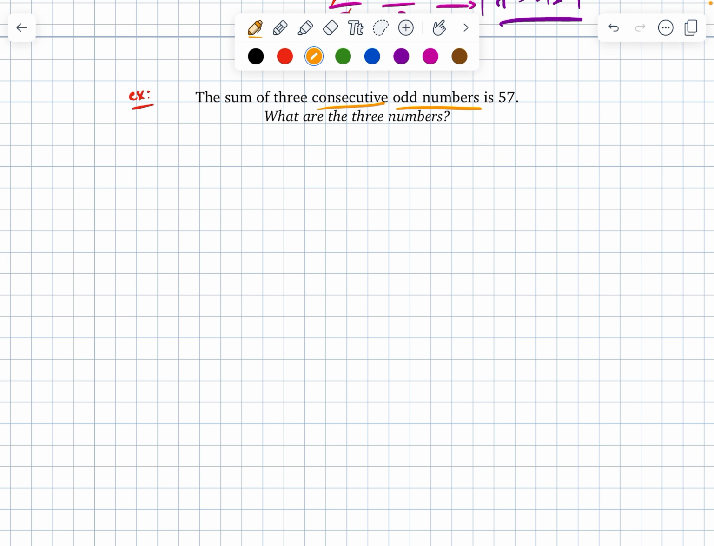So take a second. What does it mean if 2 things are consecutive? And then if I'm thinking about odd numbers that consecutive, what might 3 of those look like? Take a second, pause the video, see what you come up with.